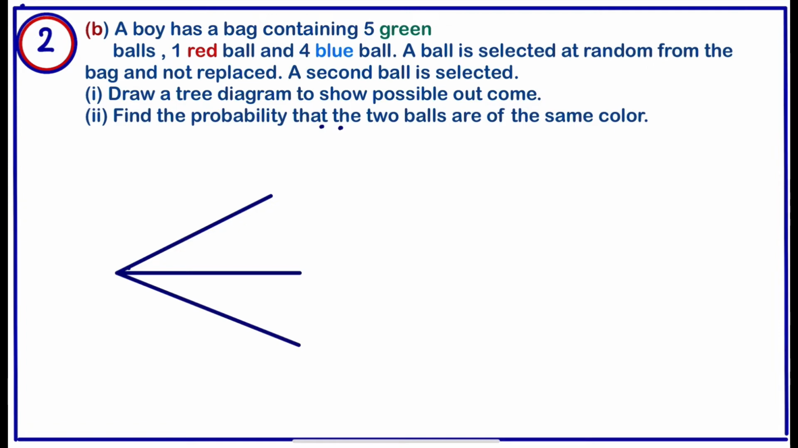Next, since a second ball is selected, 1, 2, 3 are the 3 colors that we have here. So we're going to have the green, we have red, and we have blue. But when we select the first time, we need to select again the second time. So we repeat this so that we have the possibility of 2 outcomes on each. So if we do that, we are going to draw another 3.